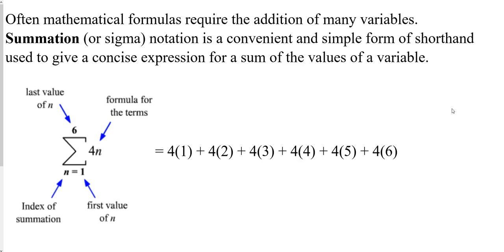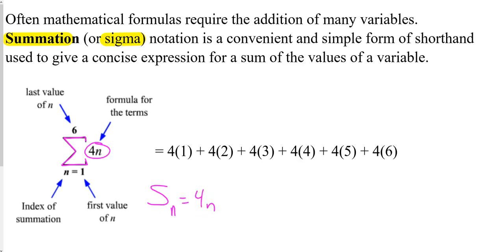So a lot of times we need to do problems like that last one where we're adding up many terms. This is where we will use summation notation, or sometimes you'll hear it referred to as sigma notation. So that's because this sign here is the capital letter sigma. It's just a way for us to write the summation of several terms. So here we give an example. So this is our formula, 4n. So that's another way of saying S sub n equals 4n.